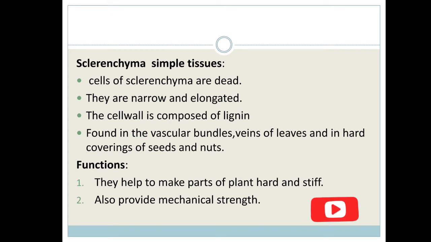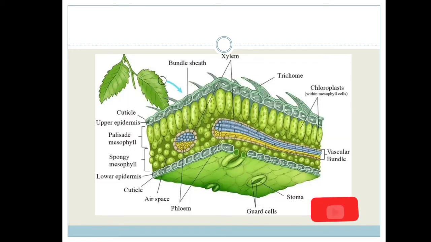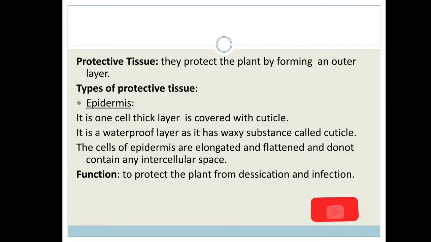Now let us know about the another type of simple tissue, that is the protective tissue. So this protective tissue protects the plant by forming an outer layer, and in this protective tissue also there are different types. So the one is the epidermis. So epidermis is what? It is the one cell thick layer that is covered with the cuticle. So you can see here in this picture, it is covered with the cuticle, and it is a waterproof layer as it has a waxy substance called the cuticle.